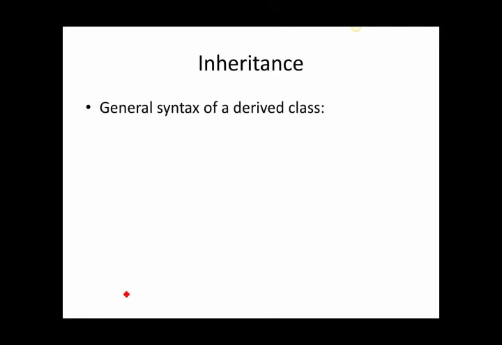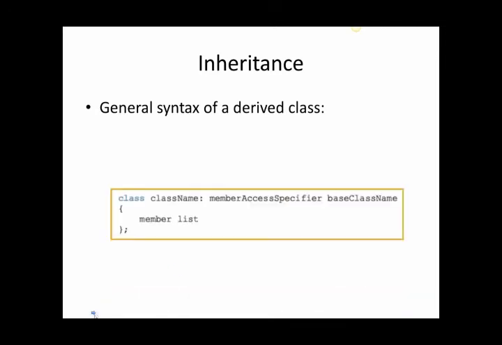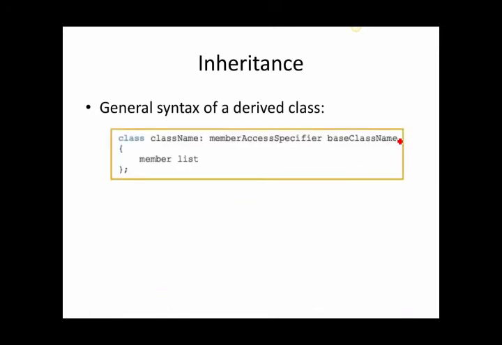So what does the syntax for a derived class look like? Let's say somebody else already wrote a class, whatever name it is. Here we're just using a placeholder, base class name. And you want your class to inherit from that class. Well, this is the general syntax.